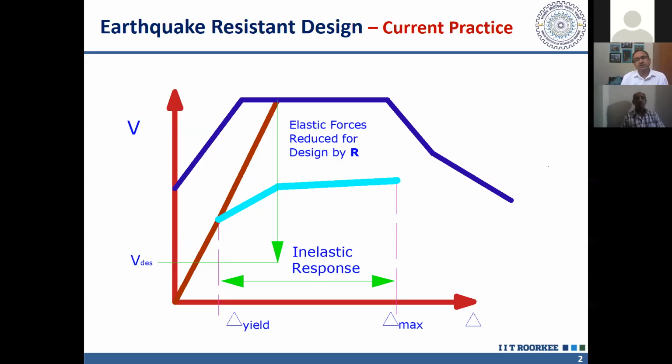Another question is: suppose I have designed my structure with the current design philosophy based on the response reduction factor. What am I expecting from my structure during an earthquake, and how is it going to behave? The code does not provide a precise answer to that.